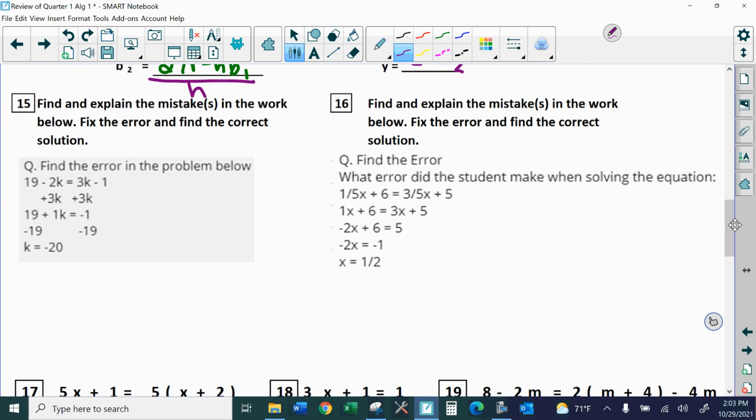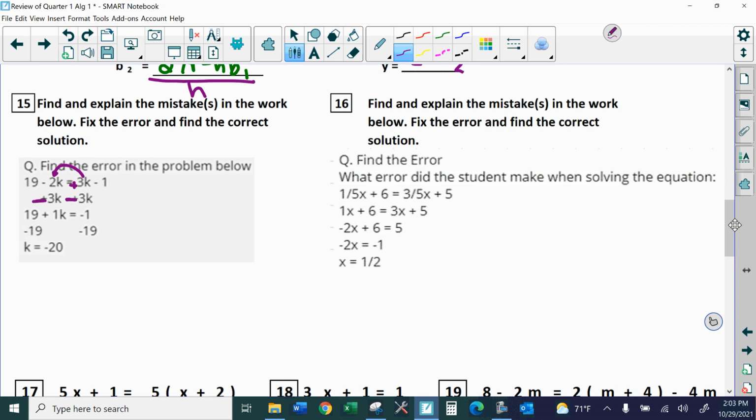Number 15, explain and find the mistake in the work. Fix the error and find the correct solution. Well, I should know if I'm moving a term across, I have to do the opposite operation. That already says plus 3. They did plus 3 again. It should have been minus 3k right there.